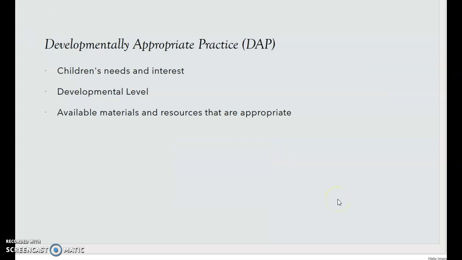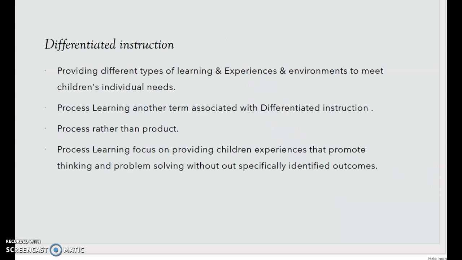So one term that you're going to see, and you may have already seen a lot, is developmentally appropriate practice, okay? That takes into account a child's needs and interests, their developmental level, because we know children develop at different rates, and then available materials and resources that are appropriate for that child's development. So that's what developmentally appropriate practice means. Differentiated instruction is providing different types of learning and experiences and environments to meet children's individual needs, okay?